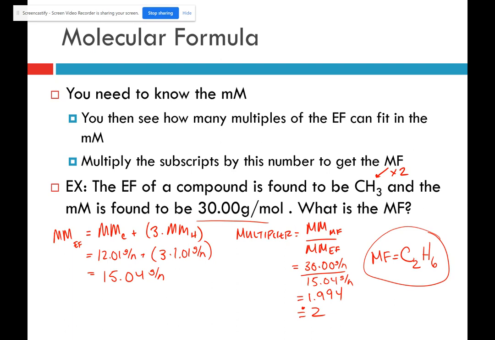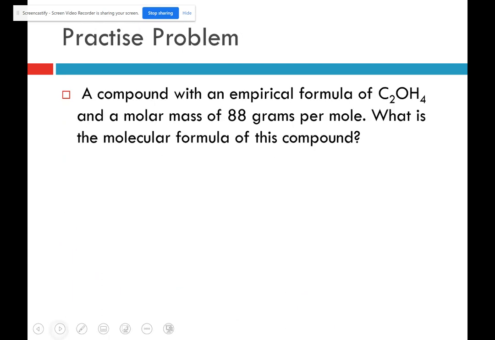Now, if this was a question on a test, quiz or exam, you get a mark for calculating your molar mass, a mark for calculating your multiplier, and a mark for correctly writing down your molecular formula. Okay, let's try one more. It says a compound with an empirical formula of C2OH4 and a molar mass of 88 grams per mole. What's the molecular formula of this compound? This is our empirical formula, and this is the molar mass of the molecular formula.